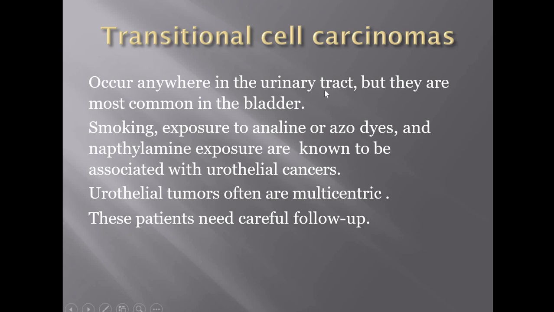Now transitional cell carcinoma occurs in the renal pelvis, especially, and the ureter. When it starts, the renal pelvis is most common because that's lined with the urothelium. Risk factors include smoking, exposure to aniline or azo dyes, or associated with naphthalene exposure, and they're often multicentric and the patients need a lot of follow-up. Okay, you need to keep monitoring.